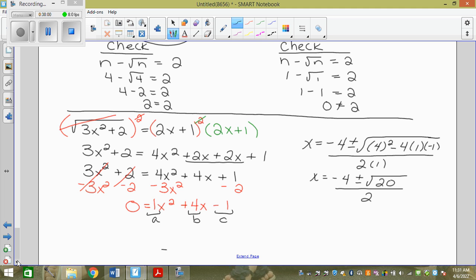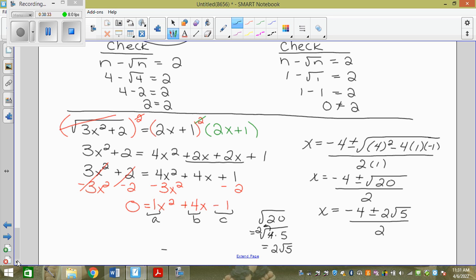Then I'm done. Am I done? Can I reduce my root 20? Yeah, what can I reduce it to? 4 and 5, right? So root 20 I can break down into 4 times 5. The 4 comes out and it's a 2. So it's 2 root 5. So I get x equals negative 4 plus or minus 2 root 5, all over 2.